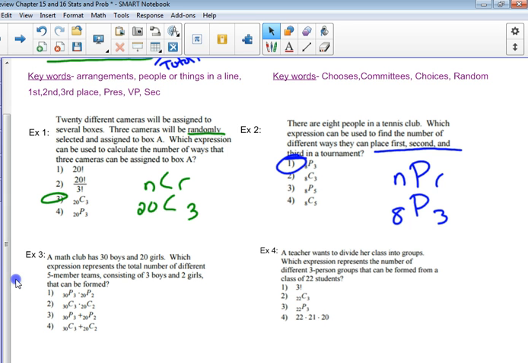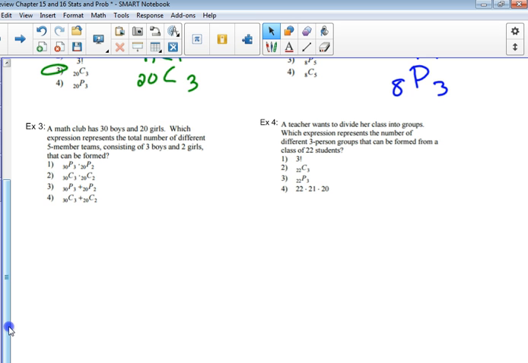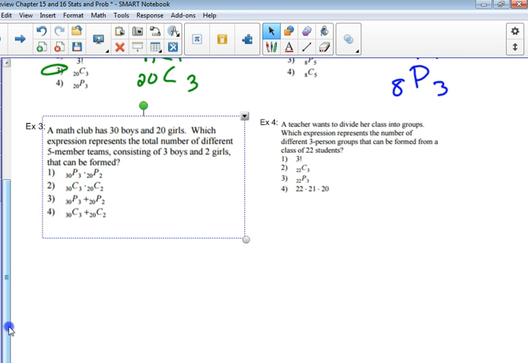Now number 3 is a little bit differently set up, but very similar. Okay, you guys did a lot of stuff like this, but it tricked you up a little bit. Okay, so they have a math club that's 30 boys and 20 girls. They want to know which expression represents the total number of different 5-member teams consisting of 3 boys and 2 girls can be formed.